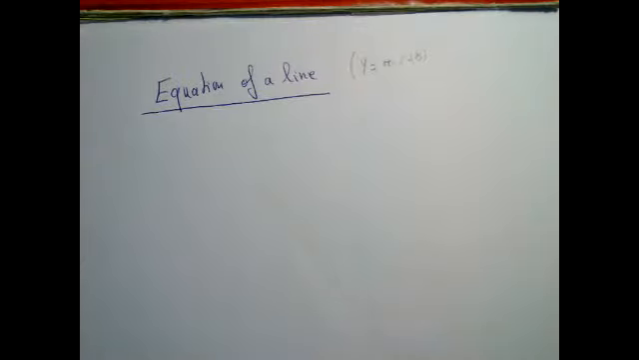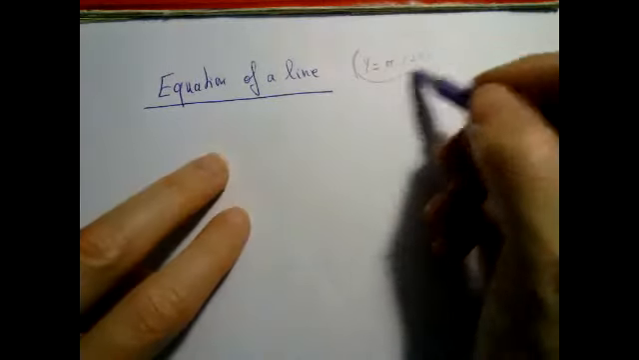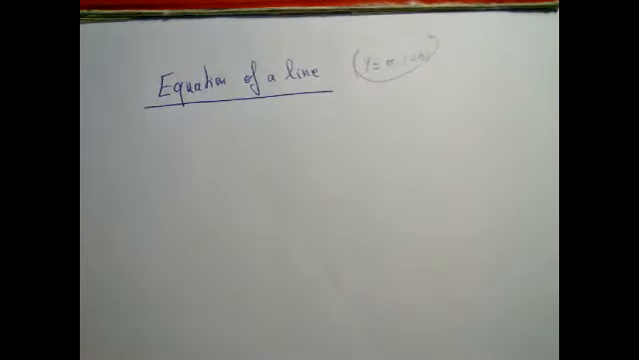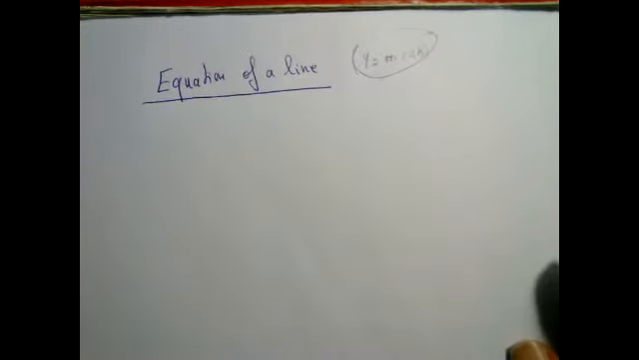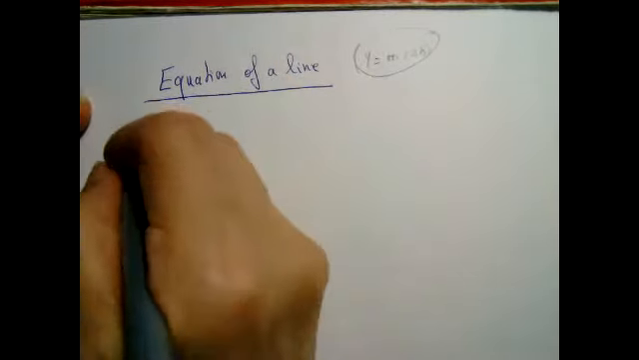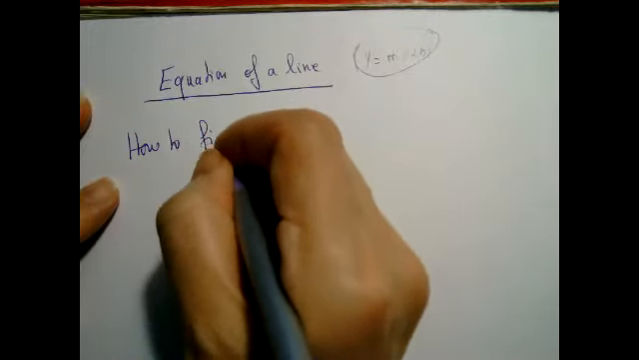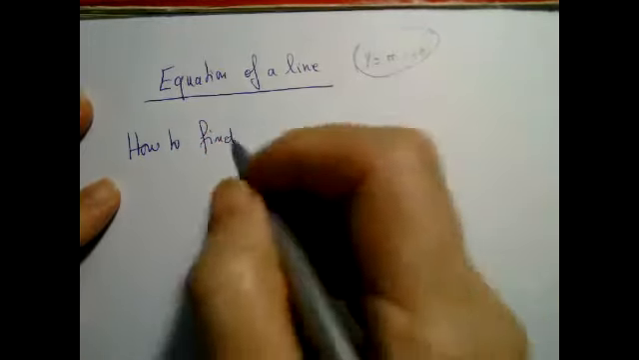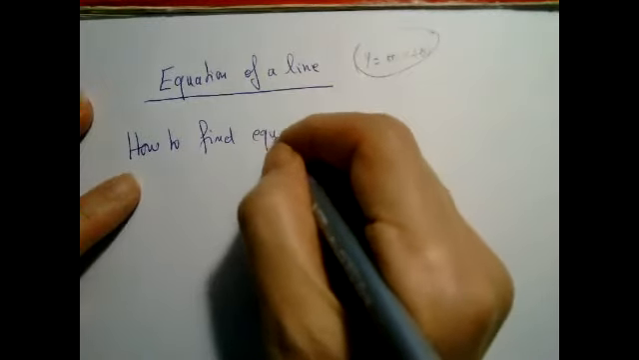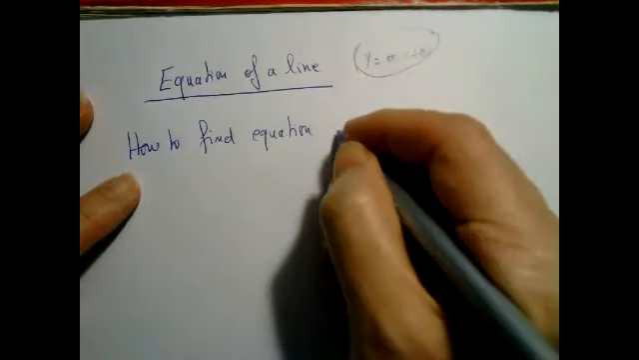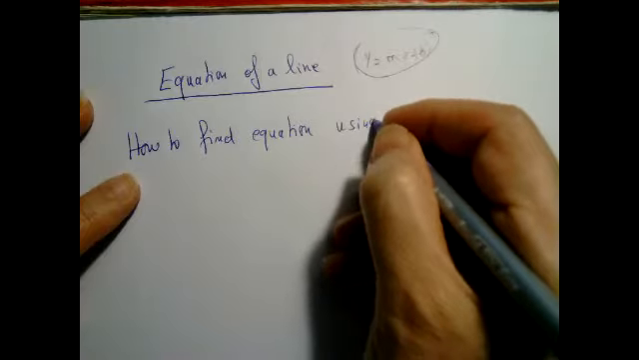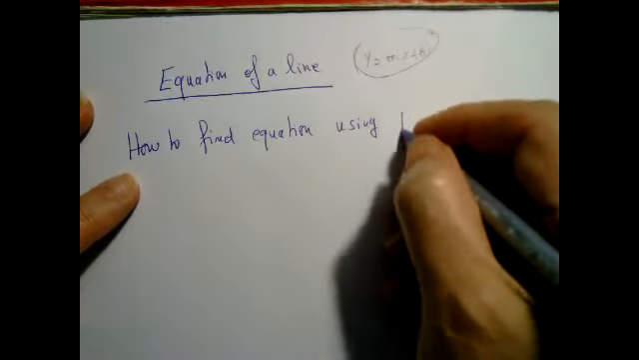Now, as I said, eventually we're going to get to this, but there are 2 ways we can get to that. And that's really what we're going to do. So the first approach, how to find this relationship between the x and the y, how to find the equation, is using what we are going to call the point slope form.